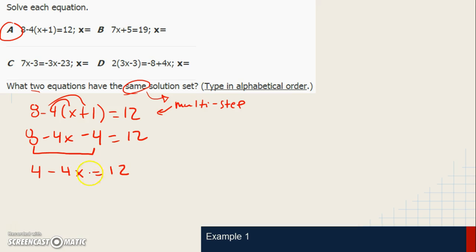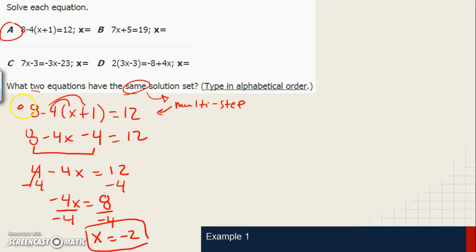Now when we look at this equation, there is nothing to simplify, so we can go ahead and start using inverse operations to solve. And the easiest thing to eliminate is the number out in front, because it's being added. It's a positive number. So let's go ahead and subtract 4. Subtract 4. Now we're left with negative 4x equals 12 minus 4 is 8. And then we can go ahead and divide by negative 4. Divide by negative 4. And we have x equals negative 2. So for the first equation, our answer is negative 2. This was A.